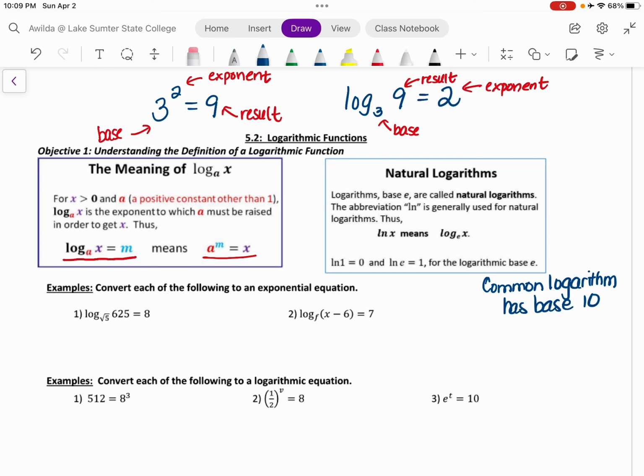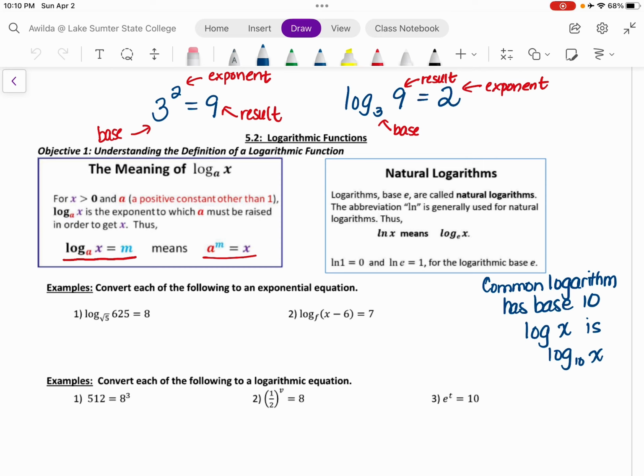In fact, if we were to write the logarithm of x with no explicit base, it is understood to be a base 10. Similarly to how we don't write multiplication by 1 explicitly, it's just implied, or we don't write exponents of 1, that's implied as well. When we don't write a base for our logarithm, it's understood to be base 10, and this is referred to as the common logarithm.